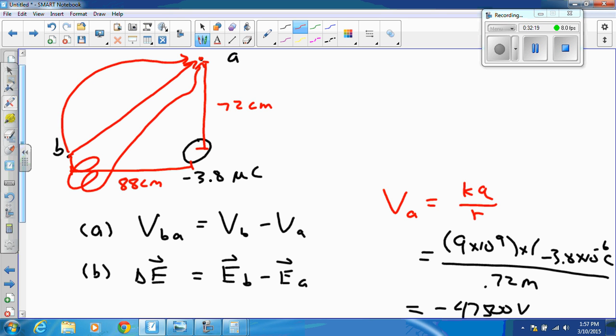So we have the idea of path independence. Voltage does not care about path, what path you take to get there. That's one of the major reasons that we prefer using voltage over electric field. With electric field, I have to worry about the field at every point along the path.